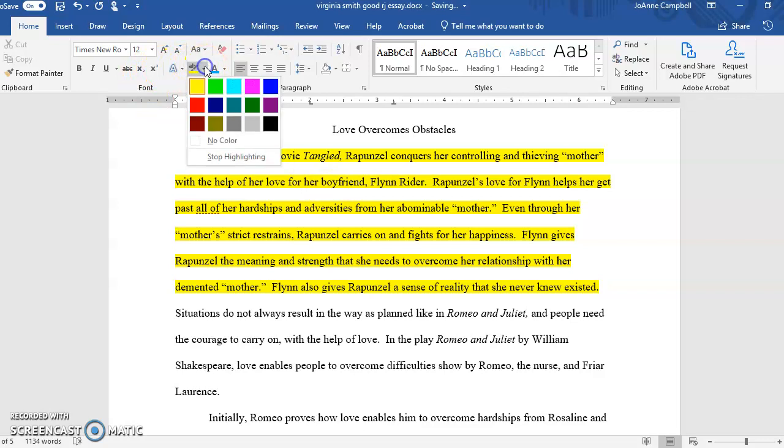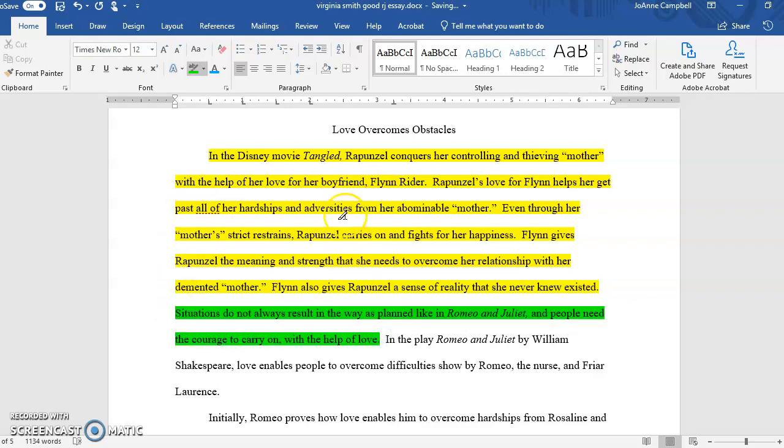Okay, and then the next sentence is going to be a bridge sentence. So this is where you first introduce Romeo and Juliet. How does this Tangled stuff, what does it have to do with Romeo and Juliet? So she says, situations do not always result in the way as planned, like in Romeo and Juliet, and people need the courage to carry on with the help of love. So bringing all of this stuff about how love helps Rapunzel in Tangled and bringing it back to Romeo and Juliet. And then the last sentence in the intro paragraph is the thesis statement.